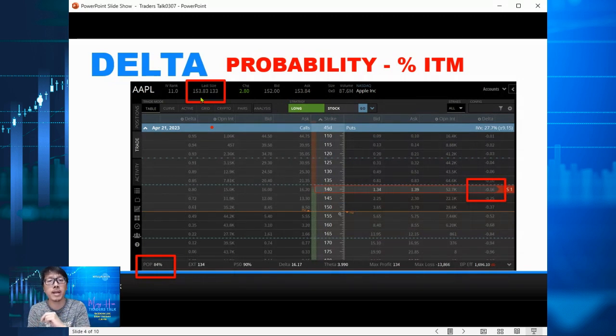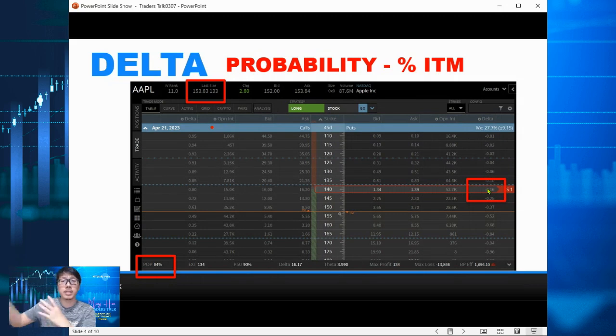That means from $153, it will drop down to $140. So that is what that delta number represents. If you look at the 140 strike, you can see 16 delta, right? So this 16 delta means there is a 16% chance that Apple price would drop to 140 by 21st of April. So this is the delta.